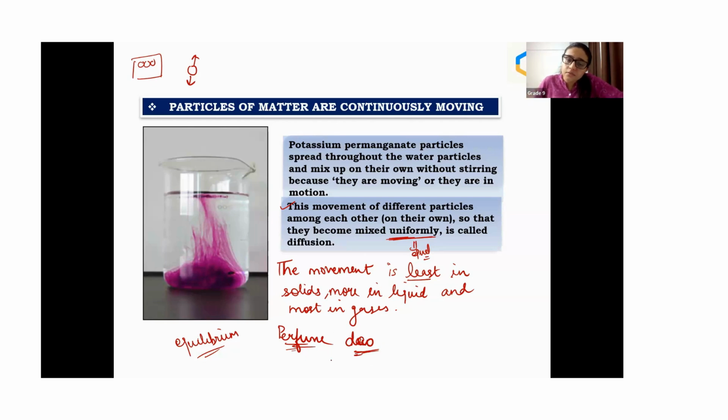What is the difference between them? Perfume and deo. Anyone? You know? Perfume is for long term. Okay, Abhay. Okay. If you can relate the answer with diffusion, can anybody try this answer? Deo is for short term.